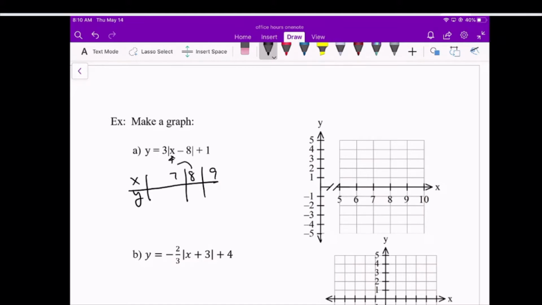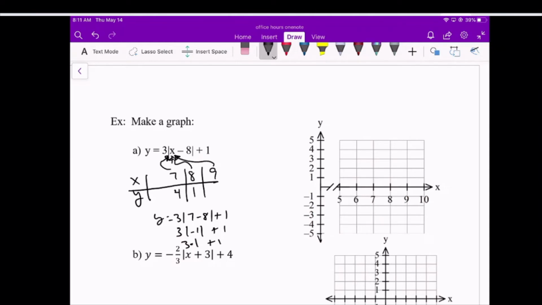If I plug the 8 in for x, 8 minus 8 is 0. 3 times 0 is 0, and that leaves a 1 for y. Over here, if I plug a 7 in for x, this would tell me that the y is going to be 3 times the absolute value of 7 minus 8, plus 1. That's going to be 3 times the absolute value of negative 1, plus 1. The absolute value of negative 1 is positive 1. So 3 times 1 is 3, plus 1 is 4, and I got my point there.